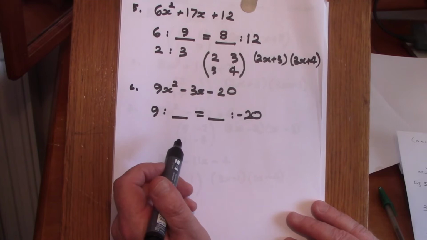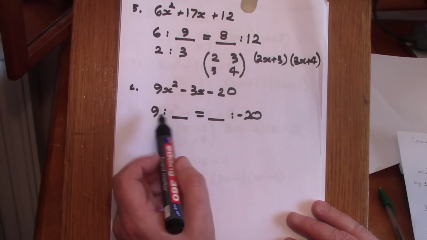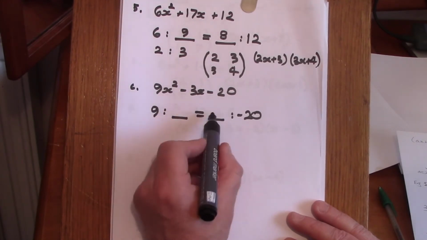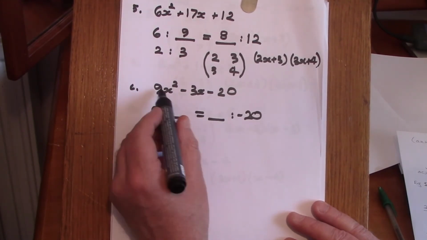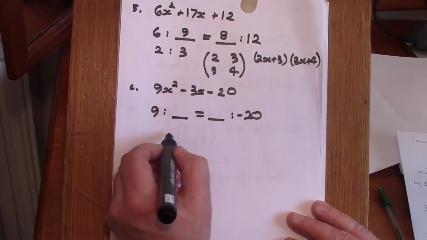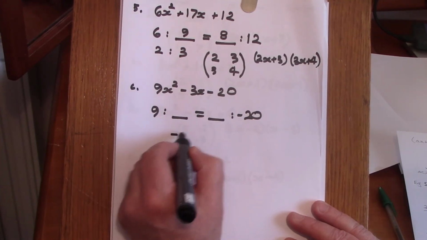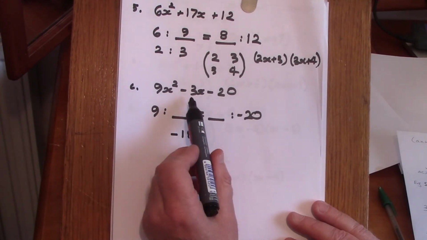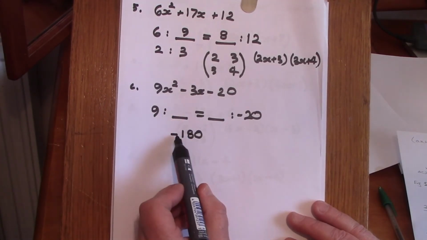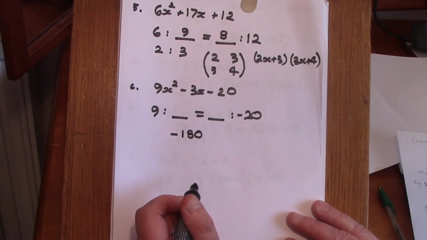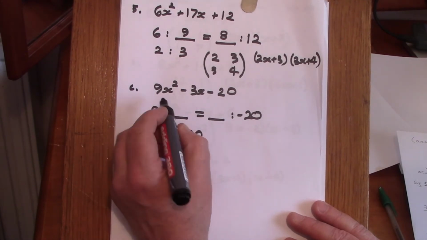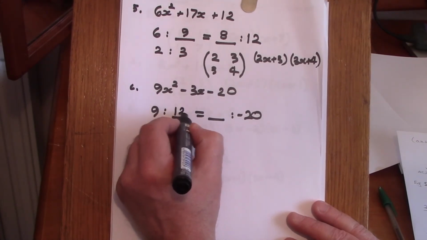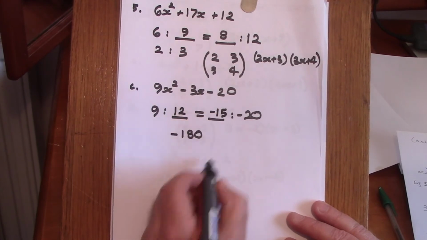And we can make use of the property mentioned earlier, which is that the two missing numbers here have a product of 9 times minus 20, and that's minus 180. So we need to find two numbers that not only add up to minus 3, but which multiply to make minus 180. And the answer is 12 and negative 15. So we'll put a 12 here and a negative 15 here.